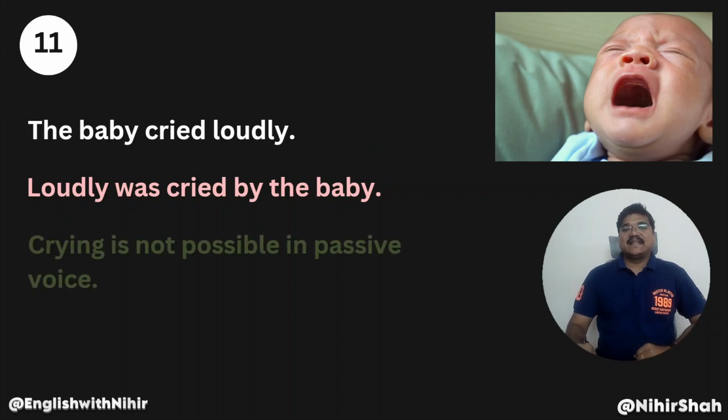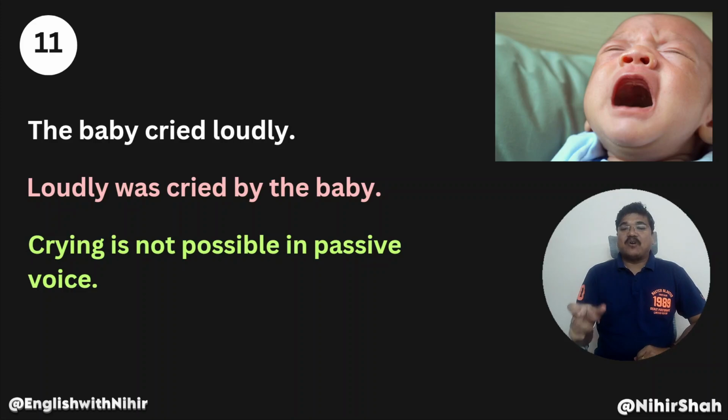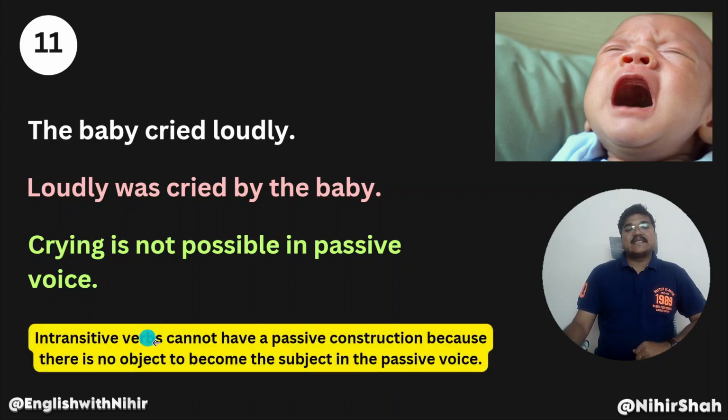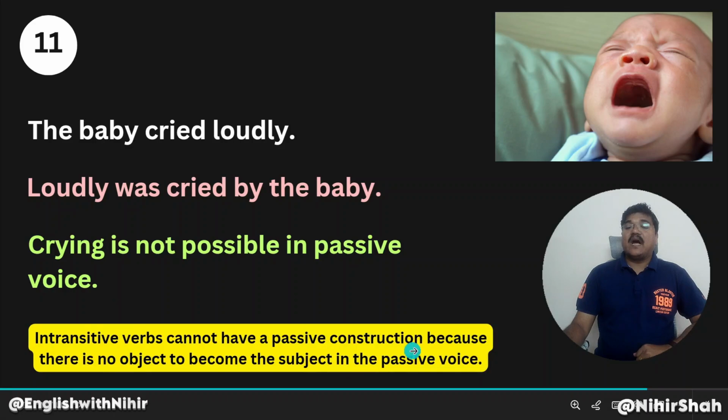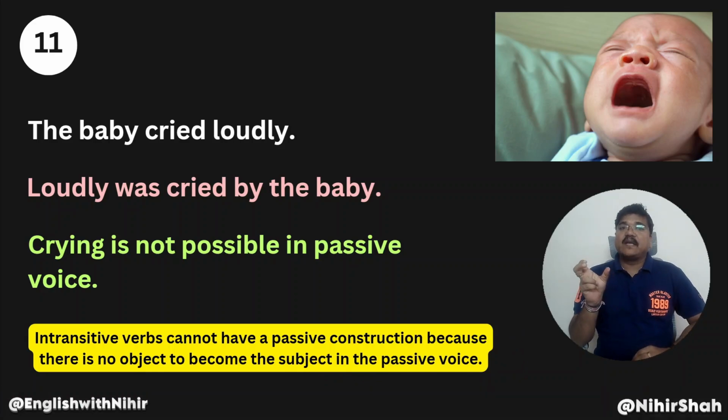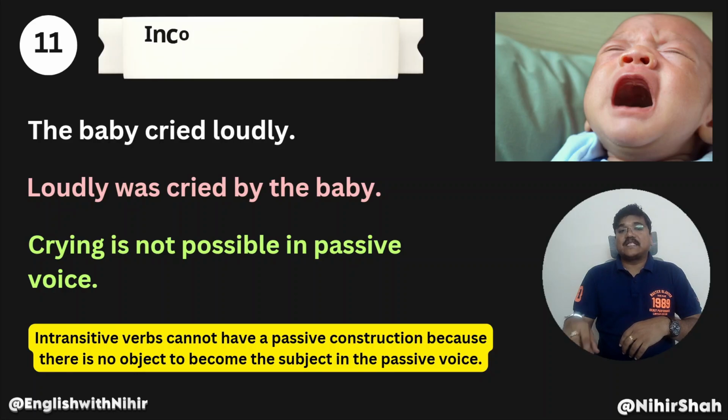This is incorrect. Crying is not possible in passive voice. This is not the sentence. This is the general truth. Okay. Why? Because intransitive verbs cannot have a passive construction, because there is no object to become the subject in the passive voice. Please remember this whenever you see verbs which are intransitive in nature, which don't have any direct object. In that case, you cannot convert them into passive voice.